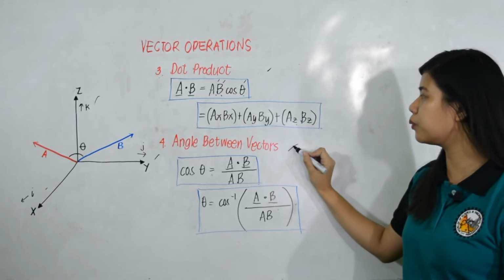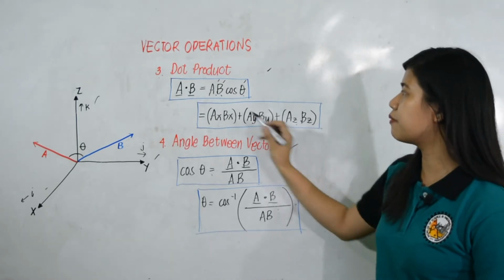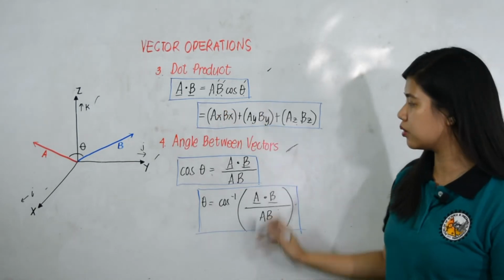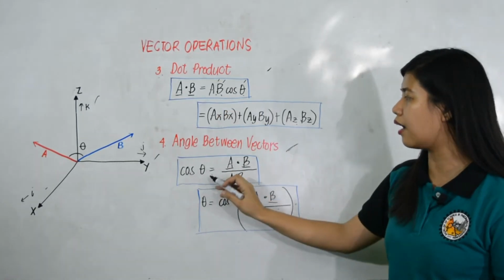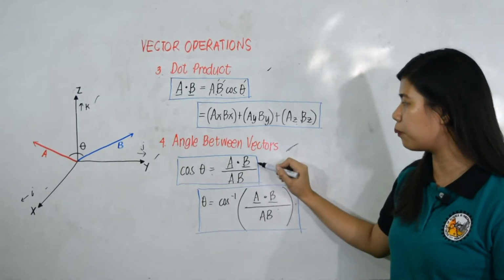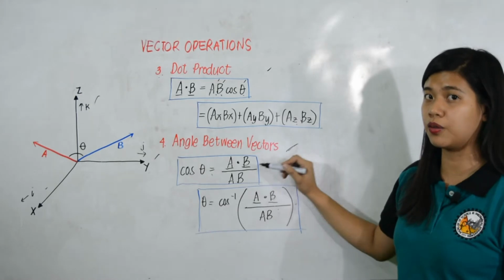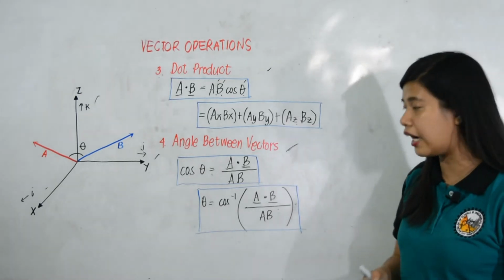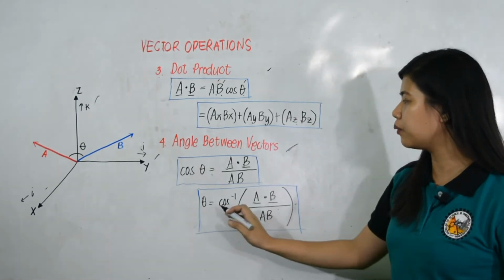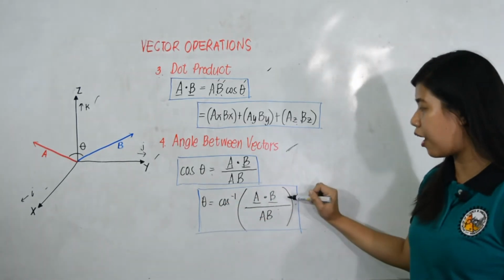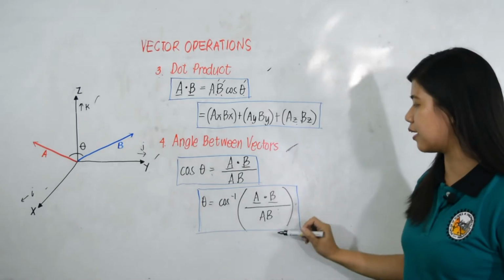And for the angle between vectors, just divide both sides by vector a times vector b. So we have it here, the cosine theta is equals to the dot product of vector a and b over vector a times vector b. And for getting the angle, this one is arc cosine of dot product a and b over the vector a times vector b.